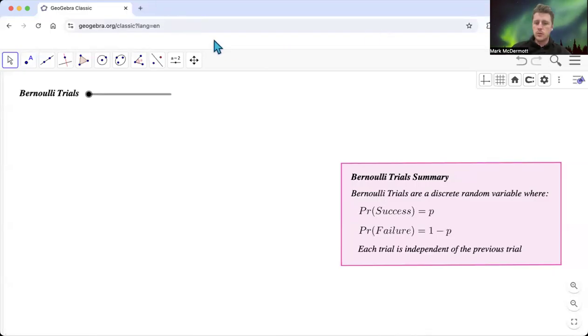All right, looking at Bernoulli trials. A Bernoulli trial is a discrete random variable where the probability of success equals P and the probability of failure is 1 minus P. Each trial is independent of the previous trial. I think the best way to explain this is with an example.